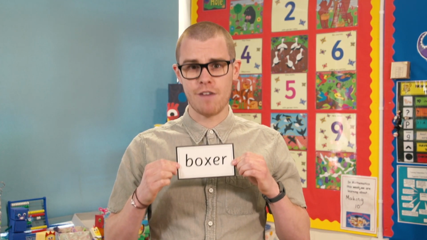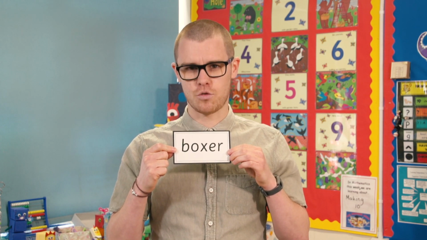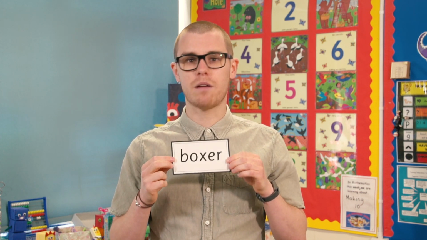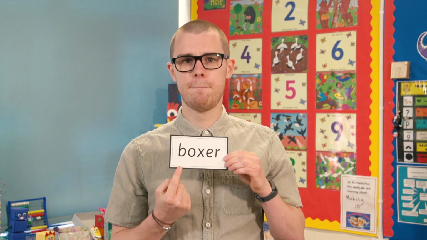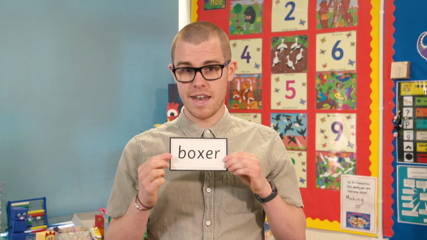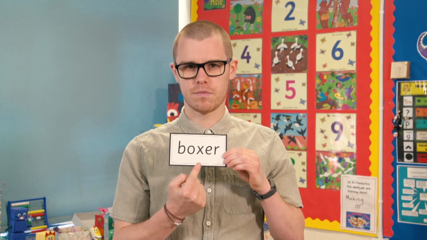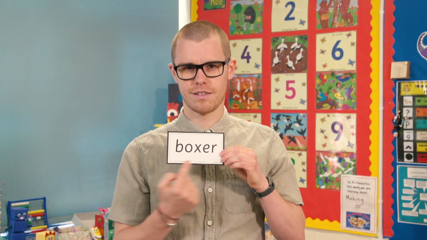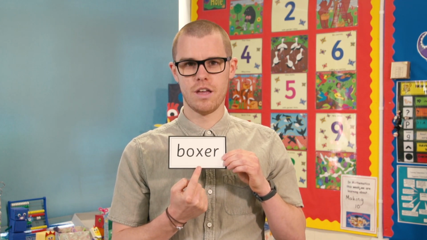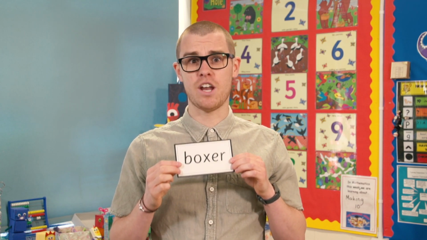Can you spot the digraph in this word? That's right, the digraph is a. Read each sound as I point. Now blend the sounds and read the word. Boxer. A boxer fights in a boxing ring.